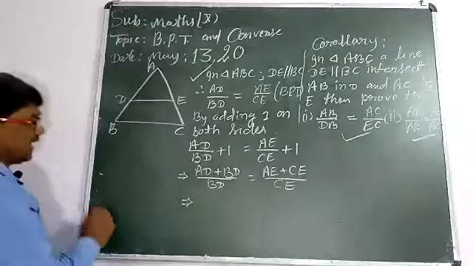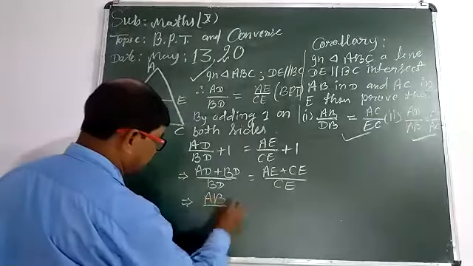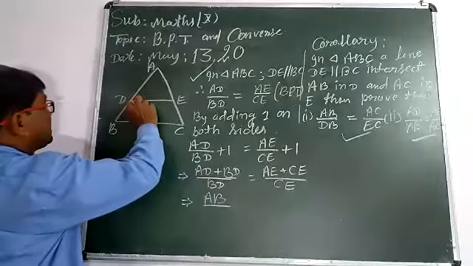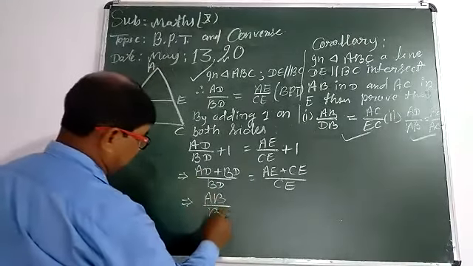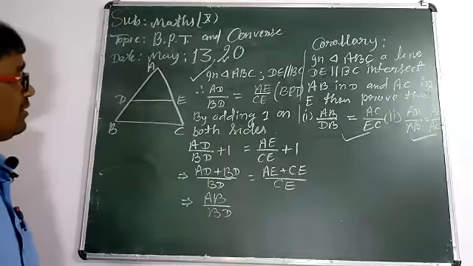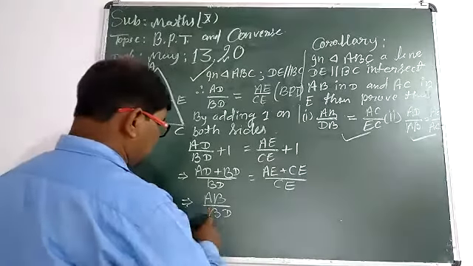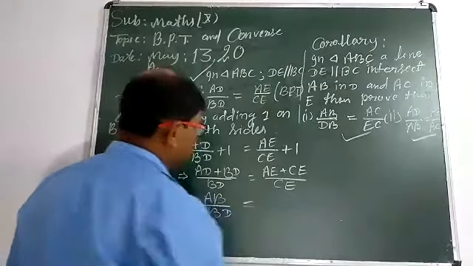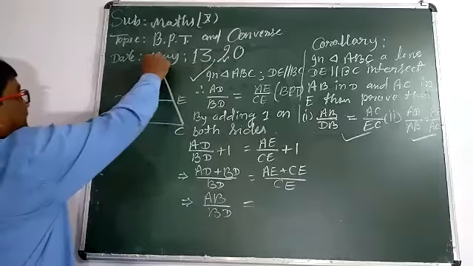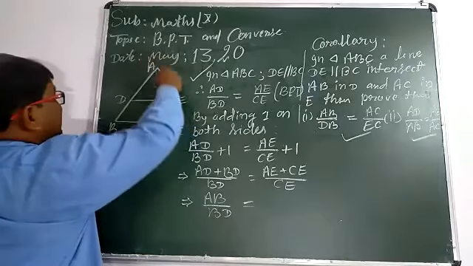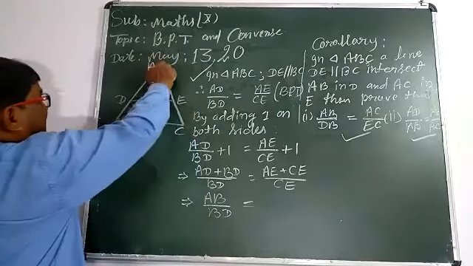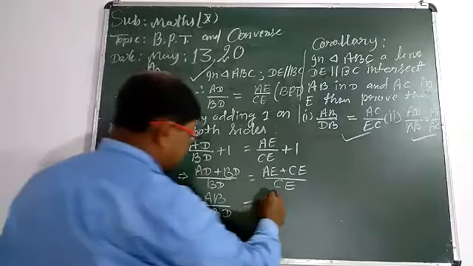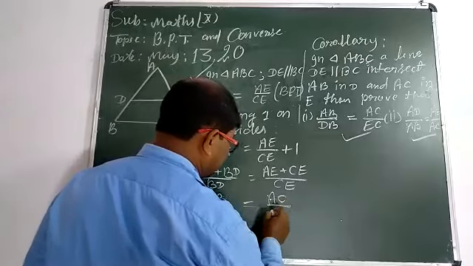Okay? In this way, you should write here AB. By diagram, AD plus BD equal to AB upon BD, or DB. Equal to, now check this also, AE plus CE. AE plus CE equal to AC. So AC upon CE.